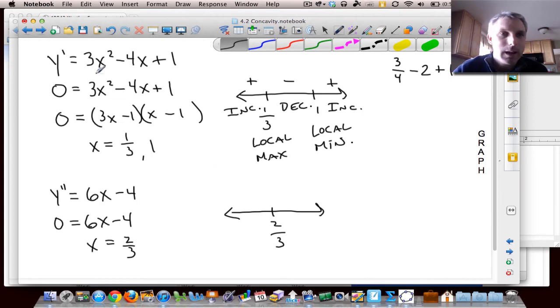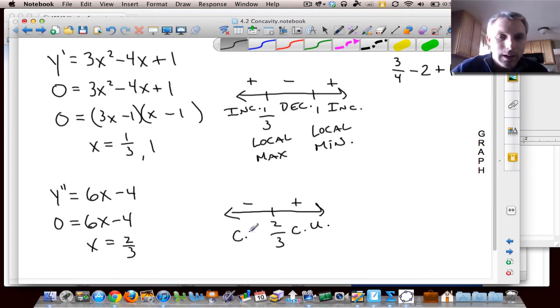Now we're not plugging back into the derivative. I don't care about the slope here, I care about the concavity, and that's what the second derivative tells us. So I'm going to plug in a number like 1. If I plug in 1, I get 6 minus 4, which is 2, which is positive, which means concave up. CU, concave up. I know my graph is going to be curling up. Now I'm going to test a point over here to the left. Let's say 0. I plug in 0, I get negative.